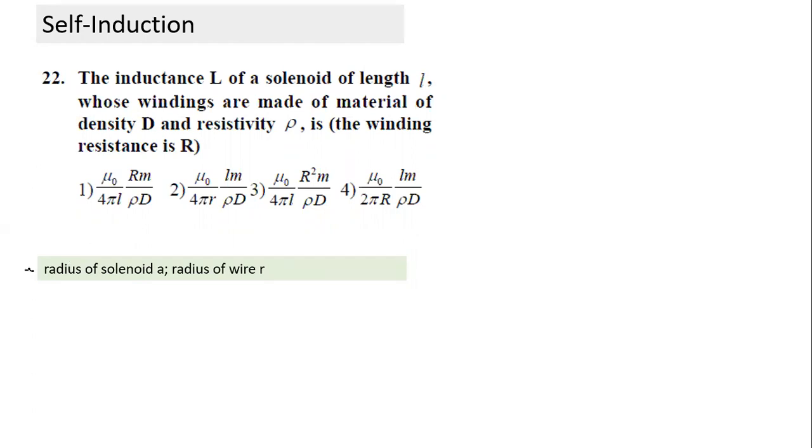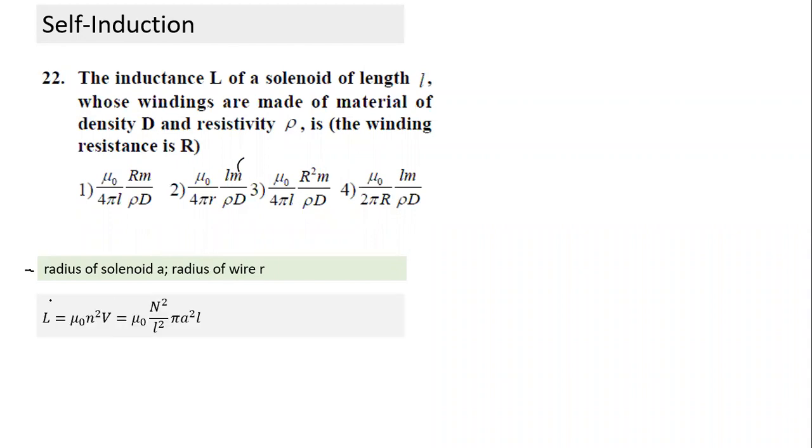Pretty simple one. Again, let's assume the radius of the solenoid is A, and there's wire also. You understand there are two different radii: the radius of the solenoid and the radius of the wire. Why do we use this in winding? Why is this radius required? Because the density and mass are also given. There's a term mass also. So we assume the radius of the solenoid to be A, and the radius of the wire to be R.